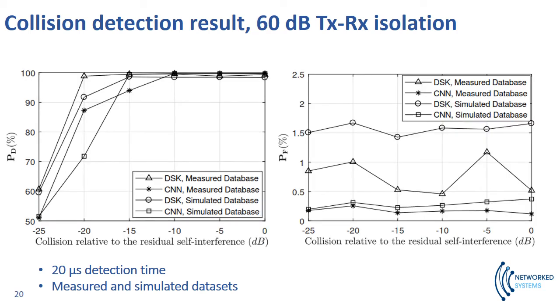We also carried out the same test for the case with 60 dB TX and RX isolation, and you see that the DSK technique can deliver a better collision detection performance. As a cost, the false alarm rate is roughly 1% worse than the CNN collision detector.